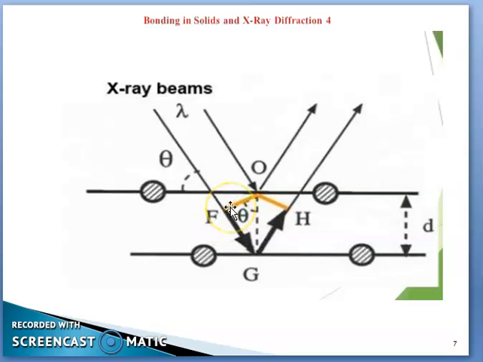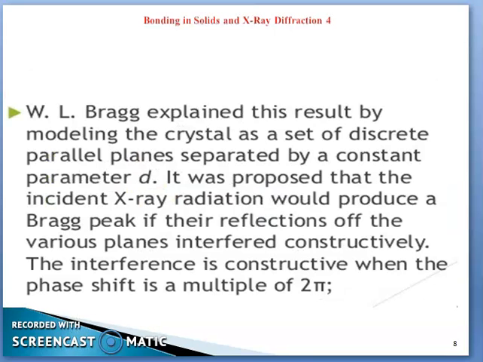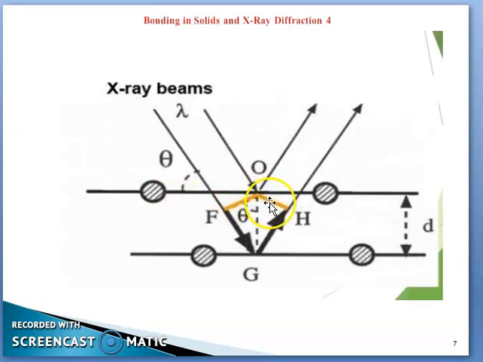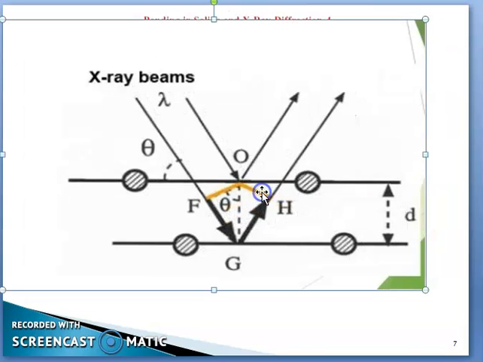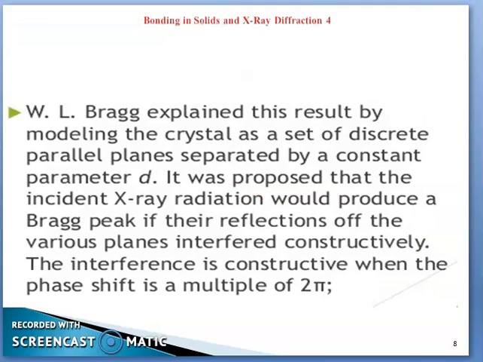These yellow marks show that OF is perpendicular to the incident ray, and another yellow mark is shown here. It is perpendicular to this ray, this reflected ray. This is about the incident ray, reflected ray, formation of angles, and so on. Now let us see the relation.